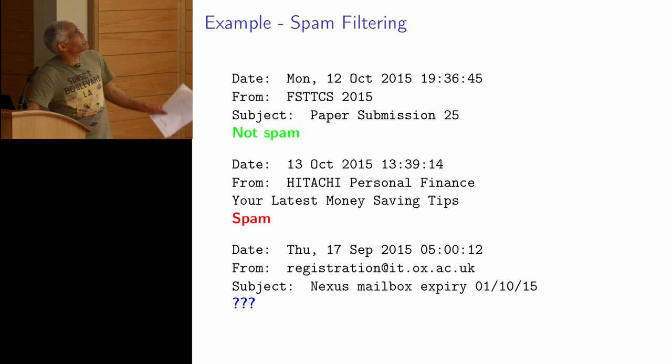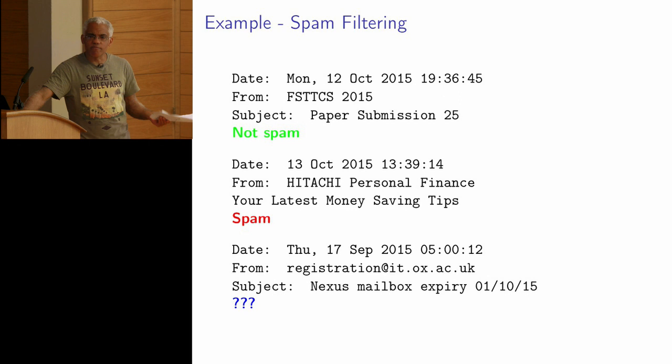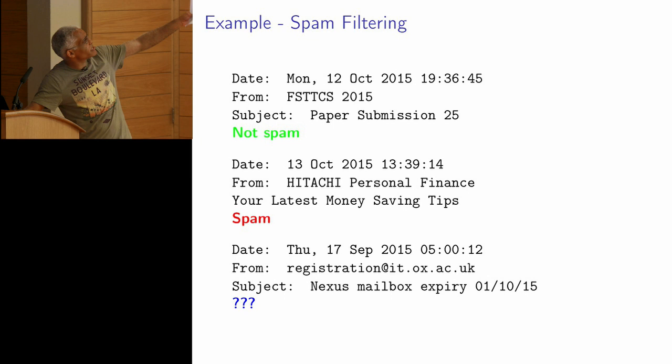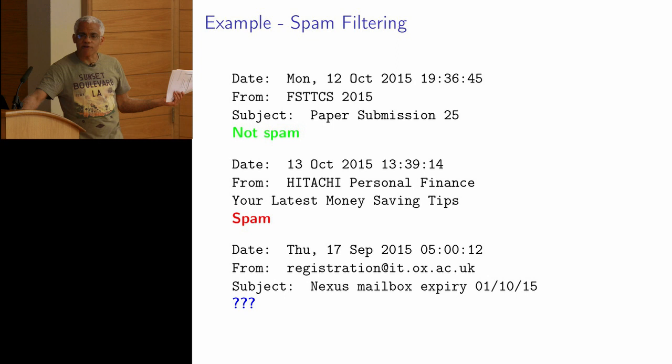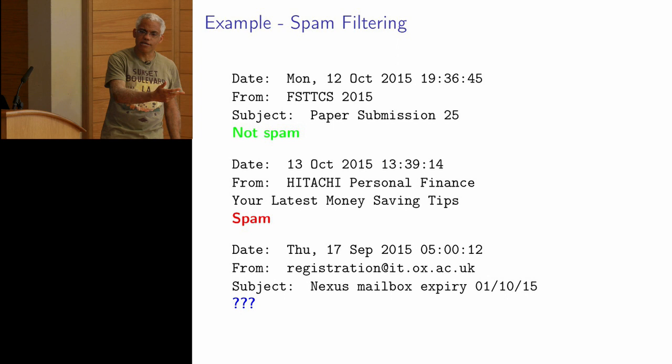So here's an example, spam filtering. This is a classification problem. You have an email, either it's spam or it's not spam, so it's a 0-1 classification problem. Here are three example emails with their classification. There is a target function, which is this ideal Platonic judgment about whether an email is spam or not.